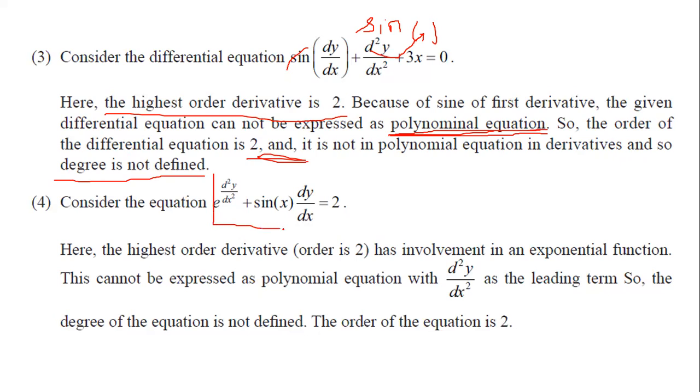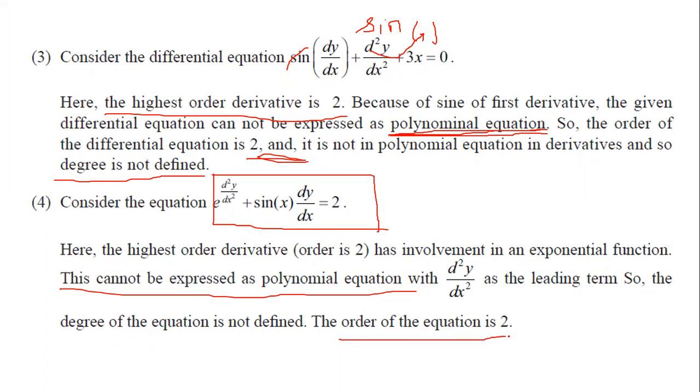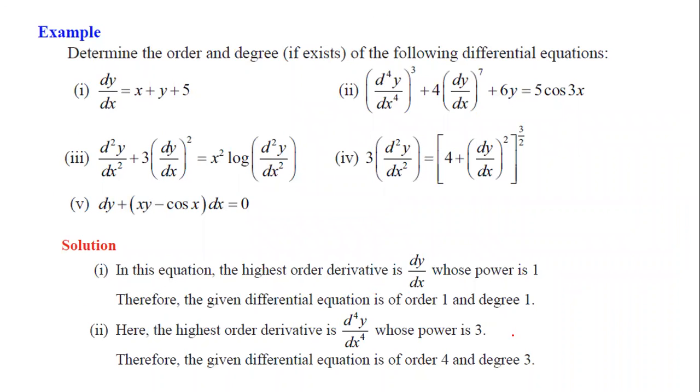Here also see that it is an exponential equation: e power d square y by dx square plus sin x dy by dx equal to 2. Here the highest derivative is 2, and it is involved in the exponential function. This cannot be expressed as a polynomial equation with d square y by dx square as the leading term. So the degree of the equation is not defined. The order is 2. So these are a few cases, a few examples, you can see here.